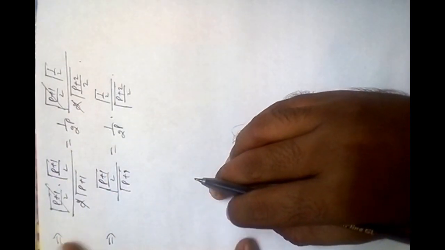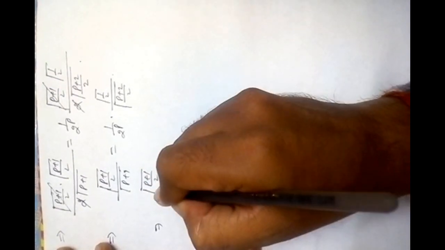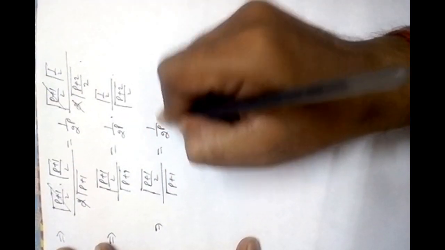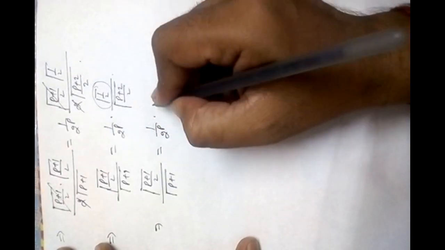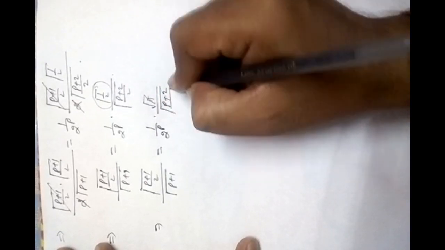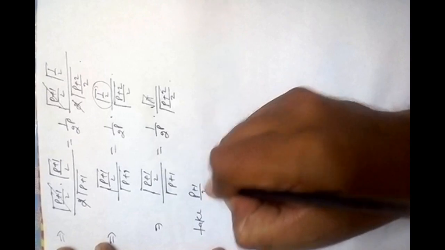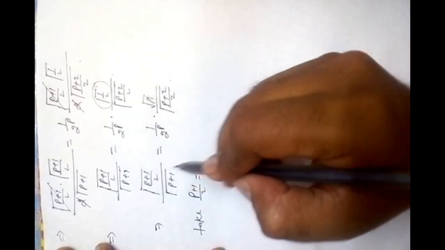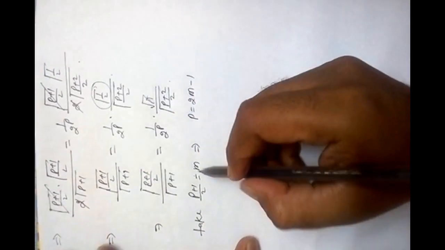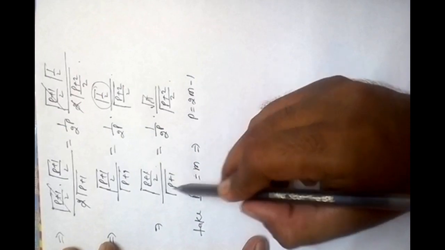Okay, so Γ((p+1)/2) upon Γ(p+1) is equal to (1/2)^p. The value of Γ(1/2) is equal to root of pi, and Γ((p+2)/2). Here take (p+1)/2 is equal to m. Then we get p is equal to 2m minus 1. So this value converts in m, and this value converts in 2m.